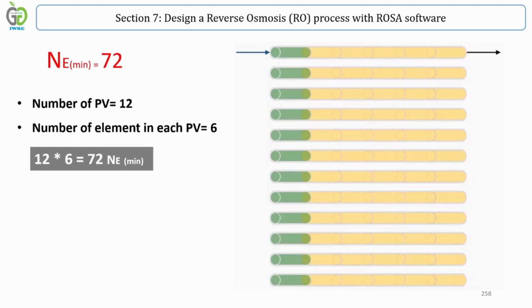In this case, we can design this number of pressure vessels in one stage or two stages. I want to design both of them. At first, I want to start with one stage and then continue the design with two stages to compare both in terms of energy requirement and other parameters. Let's get back to the software and start the designing.